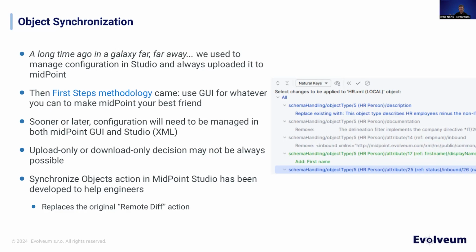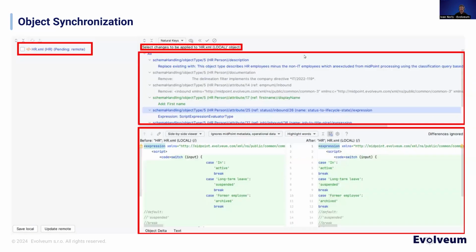So an upload only or download only decision is not always correct or not always possible, because you could override your data and configuration data. So we have created the synchronize object action in MidPoint Studio, especially to help engineers, and this replaces the original remote diff action. Maybe you have used that. Again, here is a screenshot of how this object synchronization looks, but we will have this in the demo. So this is just for reference if you are looking at this in the form of a PDF.